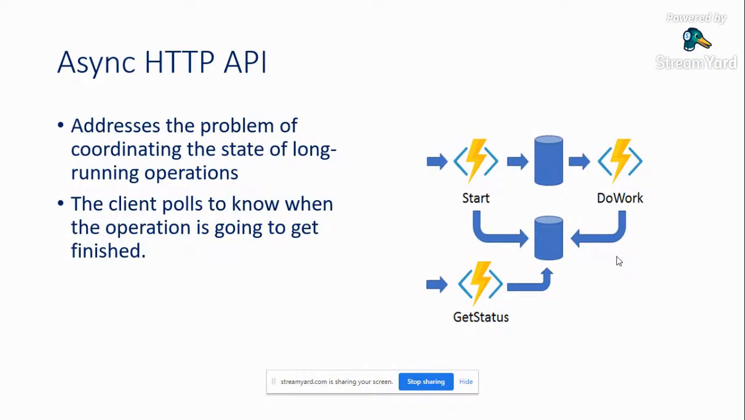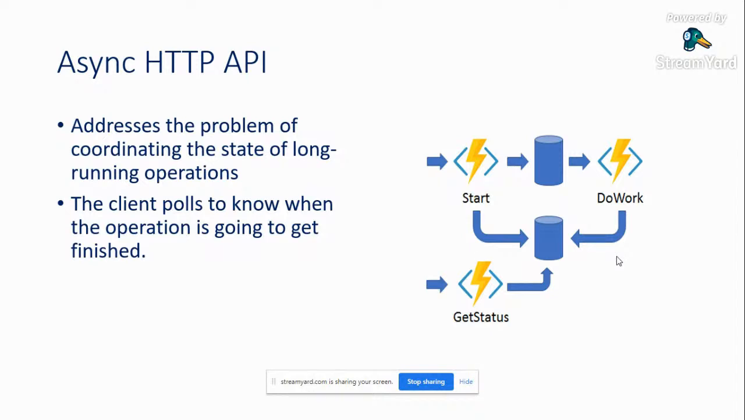The next is async HTTP API. So async HTTP API is like, let's assume that there is a start function. Okay, this function is going to call the do work function. Okay, so we are just starting the function and making the do work function run now. We'll assume that this do work function is a long running process. Okay, it is a long running operation that might take a very long time. But we can't wait till the application gets finished, right? We can't wait. As a human, we know we can't wait for so long.